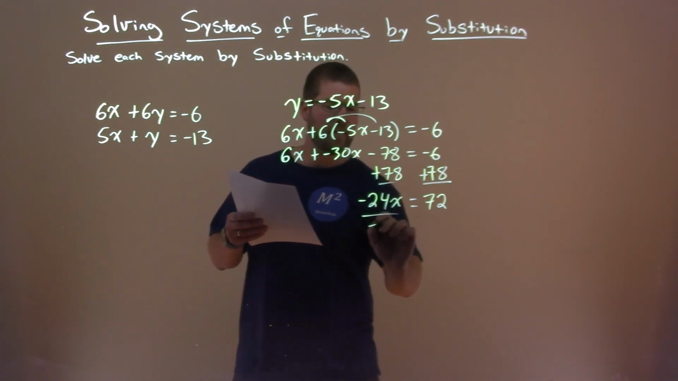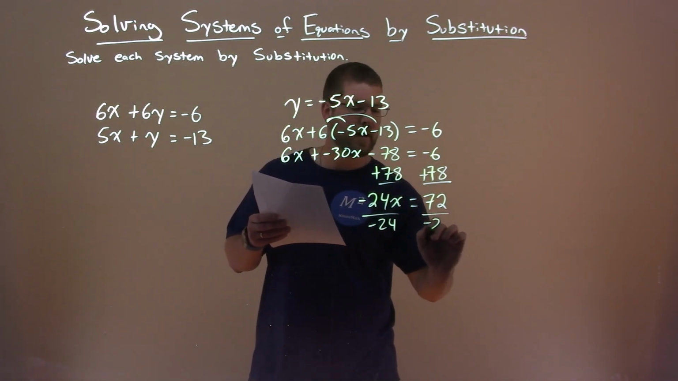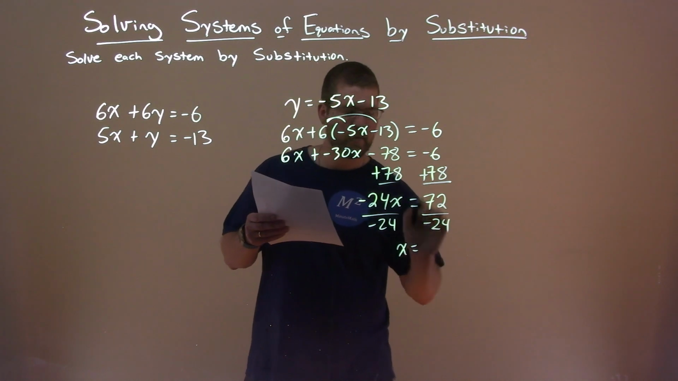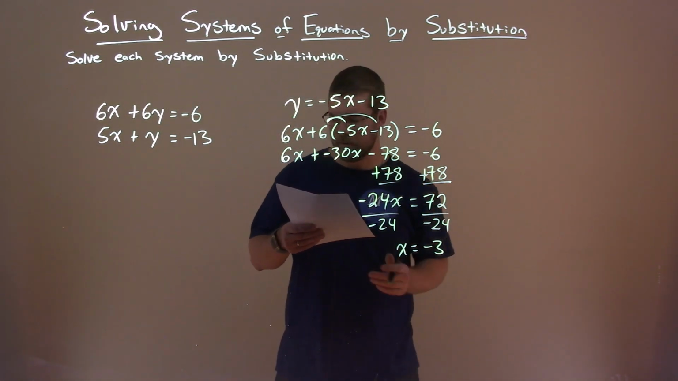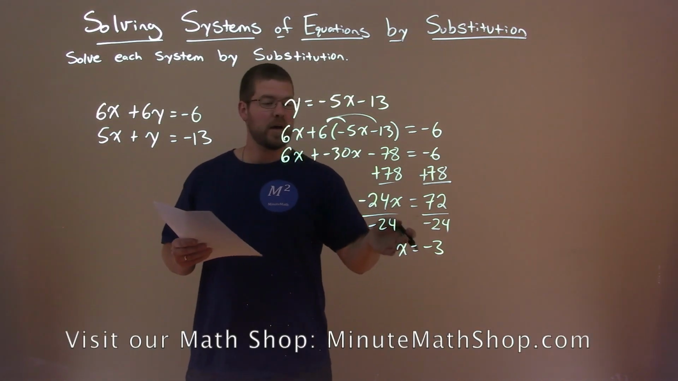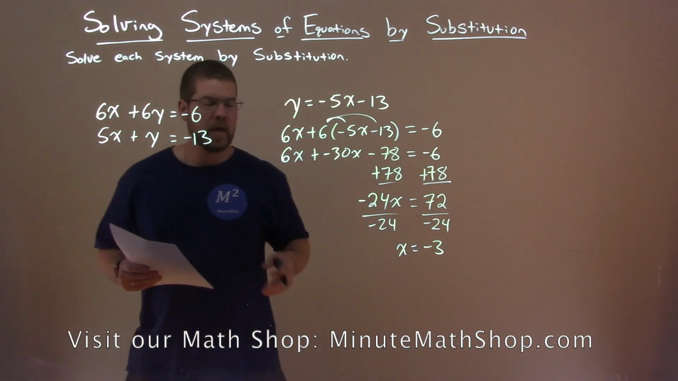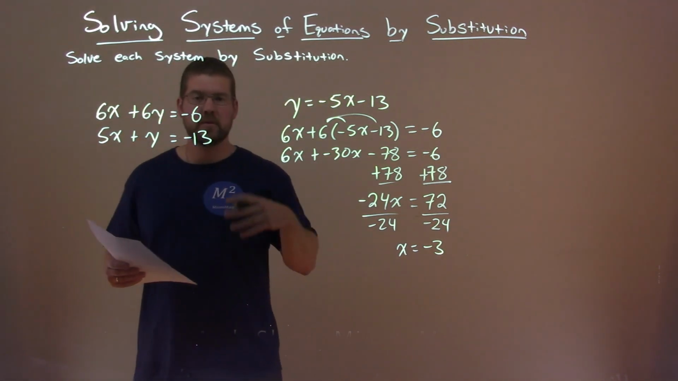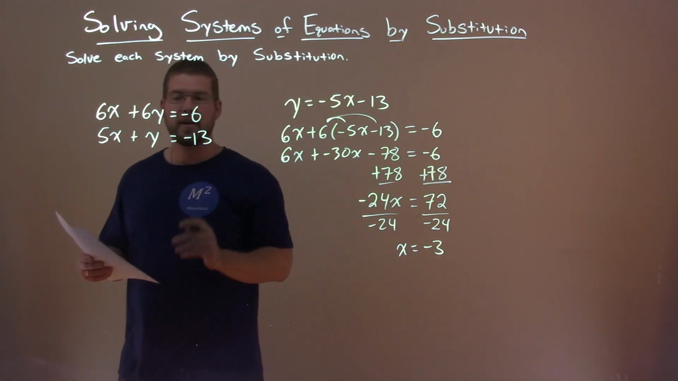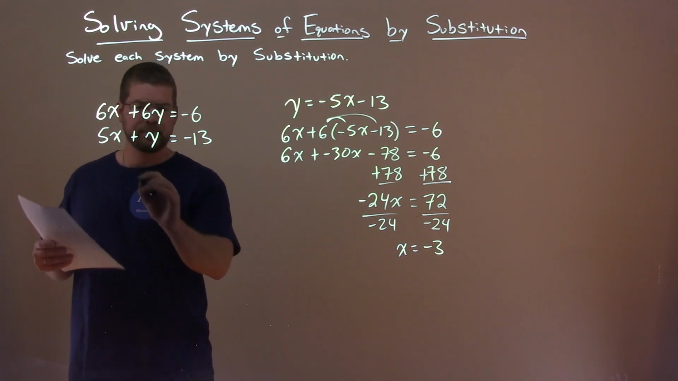Divide both sides by a minus 24 to get x by itself, and x equals 72 divided by a negative 24, which is a minus 3. So we have our x value, we need to find our y value. We take that information here, and we plug it into one of our first two equations to solve for y. The second equation looks easier, so I'm going to choose that.